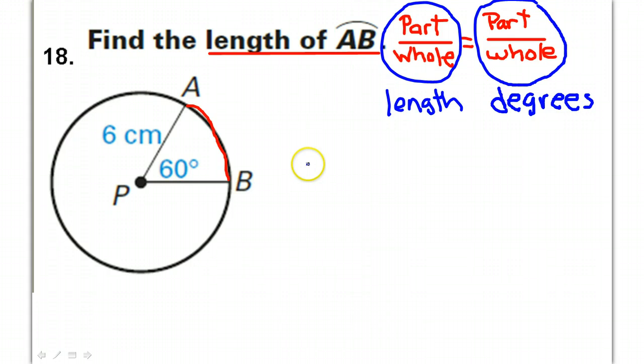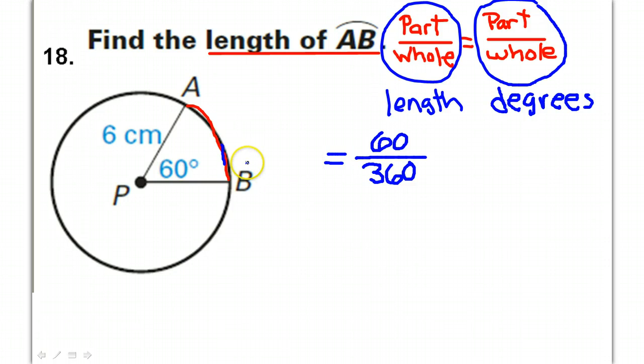You know what? Let's get the degrees part out of the way, because that's the simplest. Okay, so let's do the right hand side of the equation. Part over whole degrees. The partial degrees are right here, 60 degrees. Okay, the partial degrees, that's the measure of the arc. Now, of course, the whole degrees are always the same. 360. Okay, so part over whole degrees, 60 over 360.